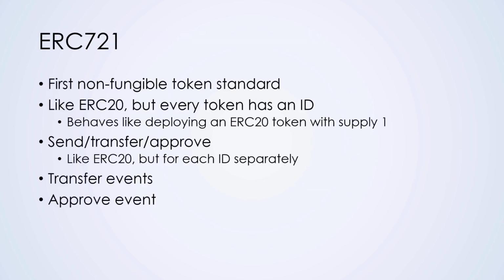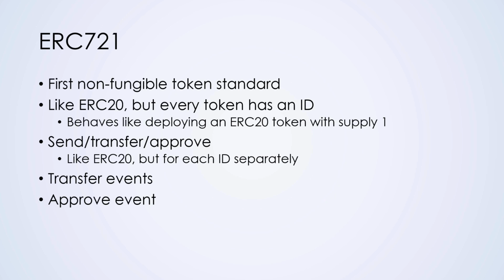Now, the other thing that we did, or we are going to do in this course, is ERC721 tokens. It was the first real non-fungible token standard that came out. It's very much like ERC20, but here every token has a separate ID. You can imagine it like deploying an ERC20 token with a supply of 1 over and over again. And instead of running each ERC20 token on its own address, you have one address that has many tokens with a supply of 1, and there is one and only one token with a specific ID.